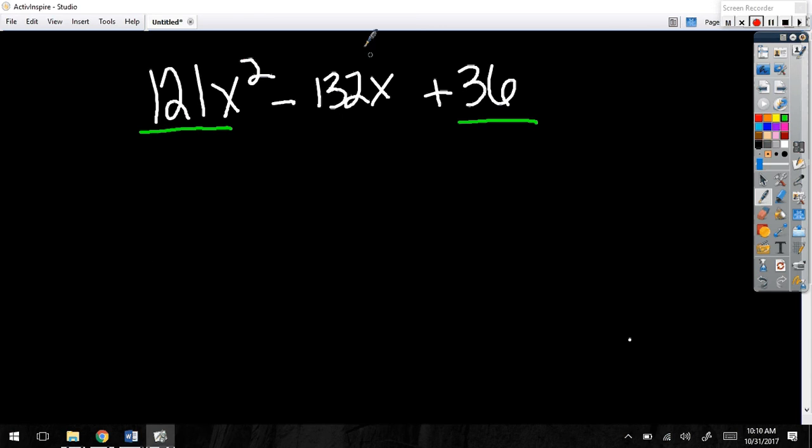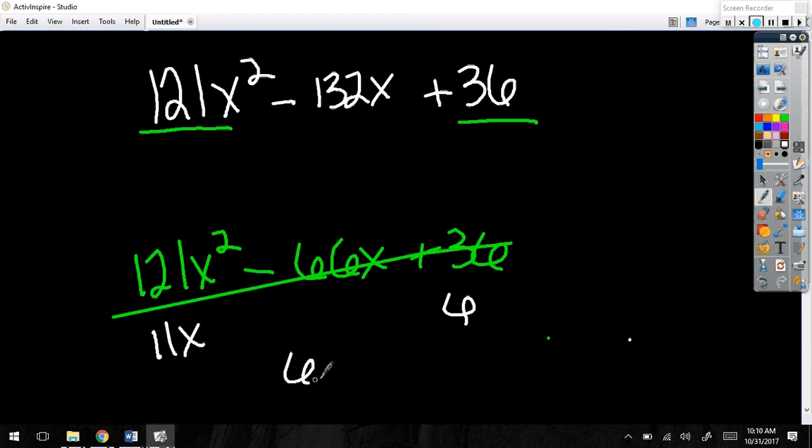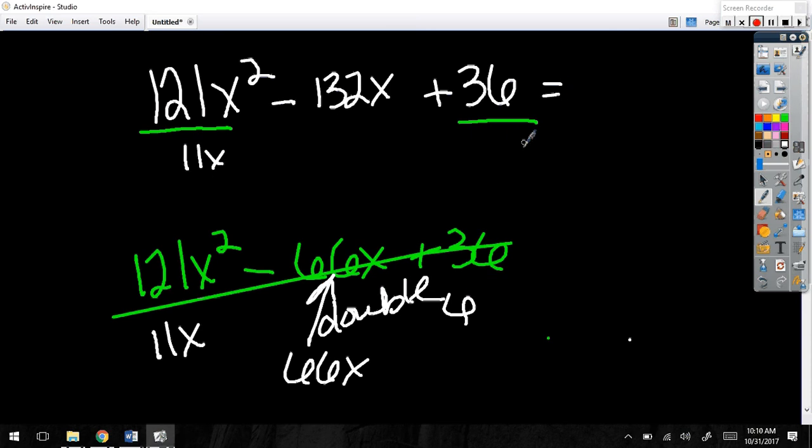No, you have to check, because if this had been 121x squared minus 66x plus 36, that is not a perfect square trinomial, because it doesn't square dance. If you take the ends, 11x and 6, multiply them together, and then double, it doesn't get you what sits in the middle. So it's got to meet those requirements. Several of you said this one did, because 11 times 6 is 66, and 66 doubled is 132. So how does this one factor? 11x minus 6 squared.